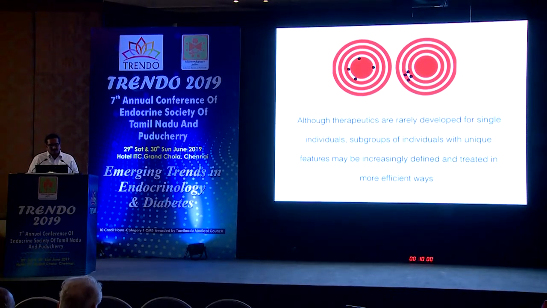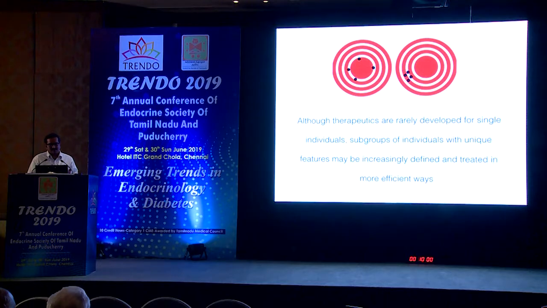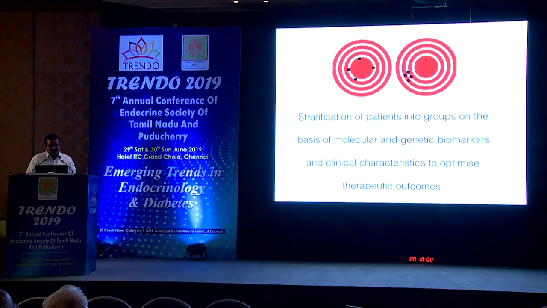So, in other words, although we don't develop treatments for one particular individual, if you can cluster your patients into patients with unique features, which may be genetic, which may be clinical, which may be biochemical, and if you can define them clearly and treat them in more efficient ways, that will be called precision medicine. In other words, stratification of patients into groups on the basis of molecular and genetic biomarkers and clinical characteristics to optimize therapeutic outcomes. This is precision medicine.